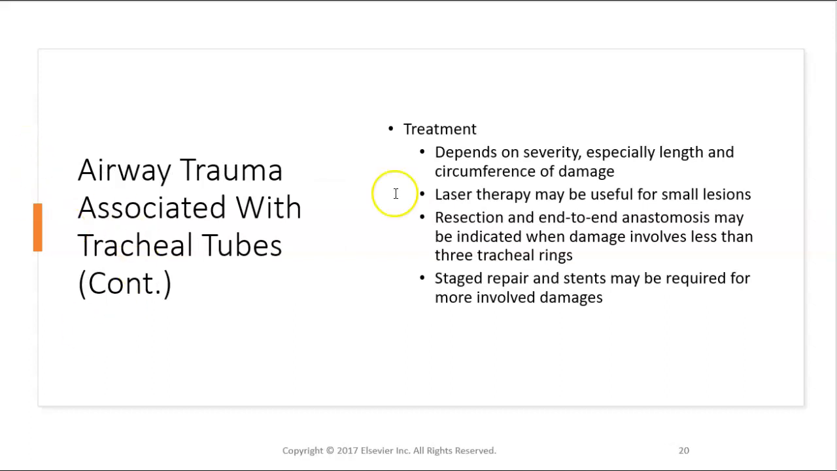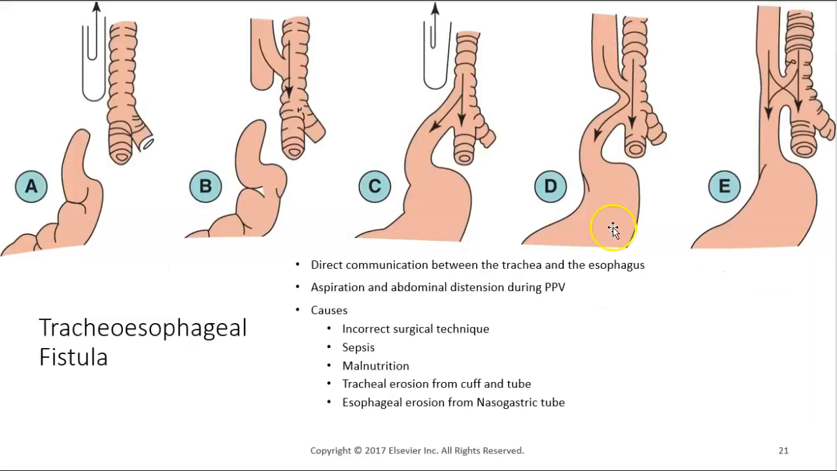Okay. So treatment of these types of things depends on the severity and where the damage is. They can do laser therapy to try to treat small lesions. They can do resections where they take parts of it out, so they shorten things up and take the damaged part out. They might do different repairs or stents for more involved damage.